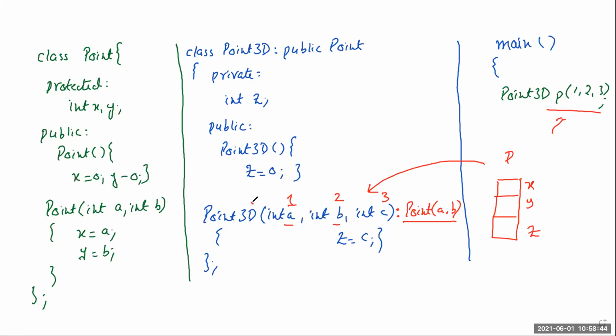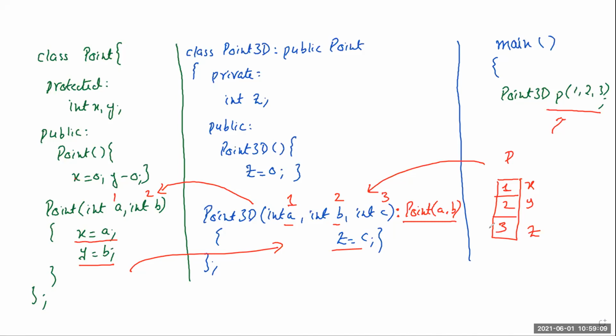So where do we go? We come here. Whatever A and B we got, we pass them on. So this is 1, this is 2. Now here, X gets the value 1, Y gets the value 2. So it is already done. Now when this is finished, I come back here. When I come back here, I only have one statement, Z gets the value C, which is 3.